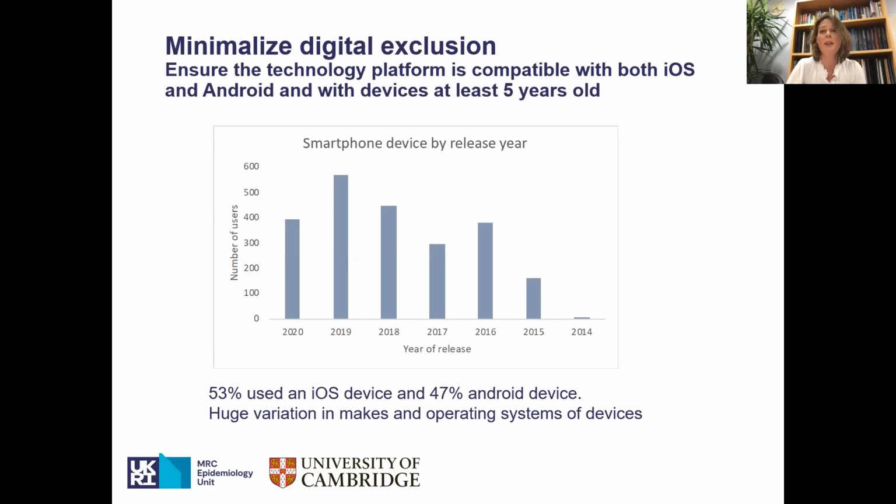And the other point to make here is, as you see in this graph, we conducted the study in 2020, but the devices that people were using, if you look by release year, go back up to 5 years or more. And we did see a huge variation in makes and operating systems of devices. So I think you have to be careful not to think that people have the latest technology, the latest iPhone or Samsung. There's a whole variety of devices people may use.